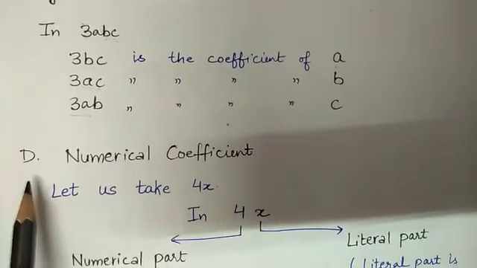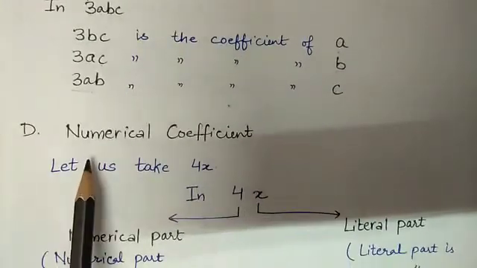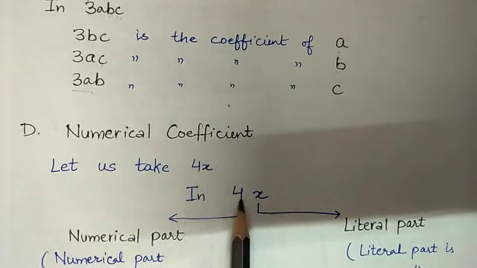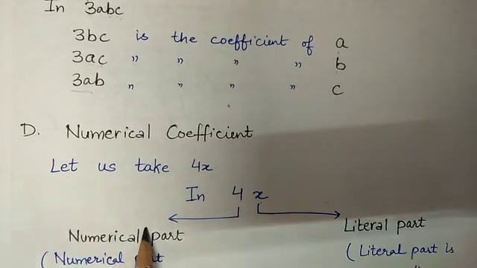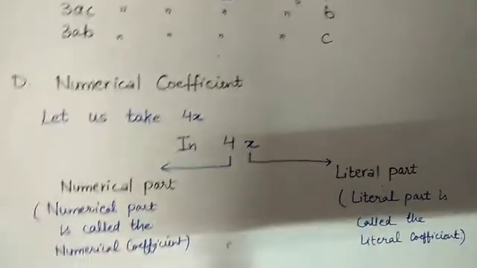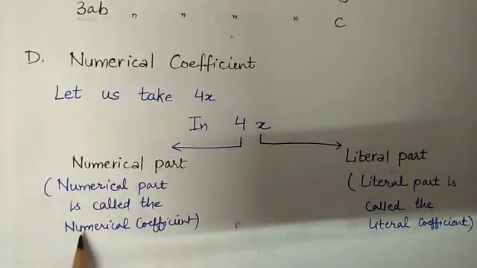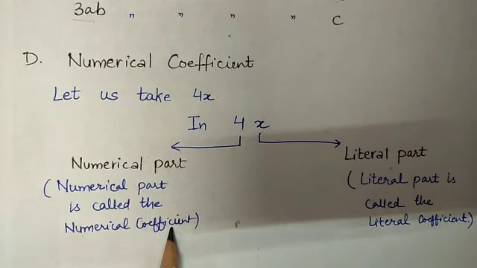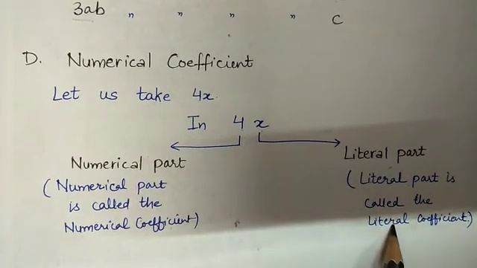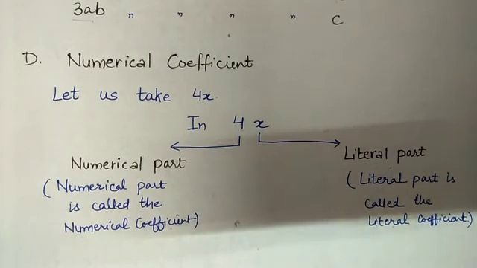Okay. Next comes numerical coefficient. Let us take 4x. In this 4x, 4 is the numerical part and x is the literal part. Here, numerical part is called the numerical coefficient and literal part is called the literal coefficient.